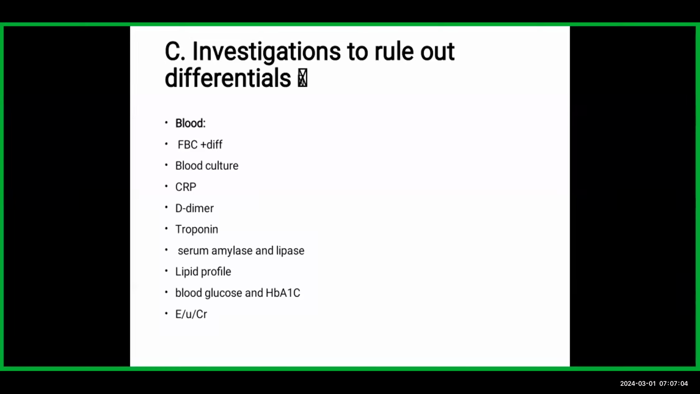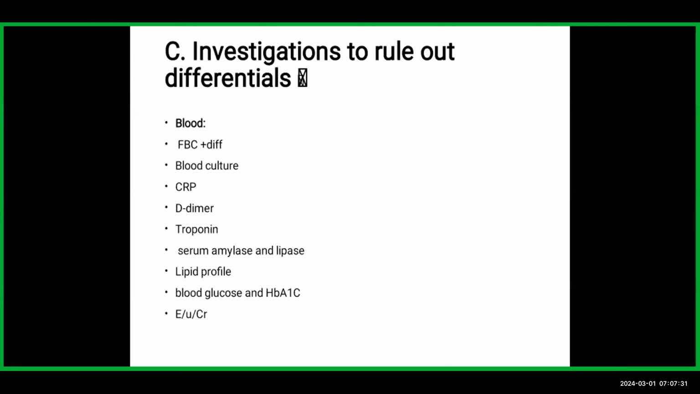Even if you are trying to do this in all patients, it still helps you to rule out differentials. The full blood count, where there can be leukocytosis when there's an infective cause like infective endocarditis. A blood culture, if you're suspecting infective endocarditis and looking for a likely typical organism, may help you to rule out differentials. Then the C-reactive protein will be elevated in most of the inflammatory conditions.